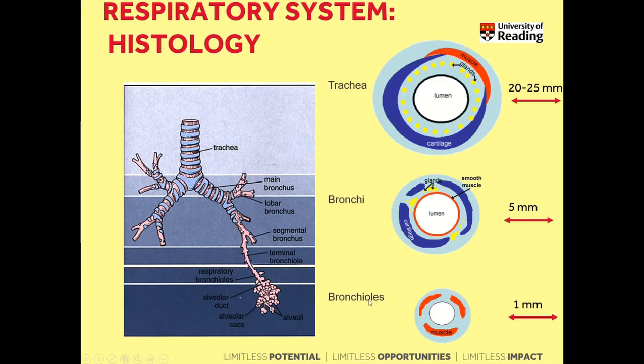But then you reach the bronchioles, and as you can see, the cartilage is not present anymore. There are no glands. There is only a non-continuous layer of smooth muscles. And also the diameter of bronchioles is very reduced when compared to the trachea.